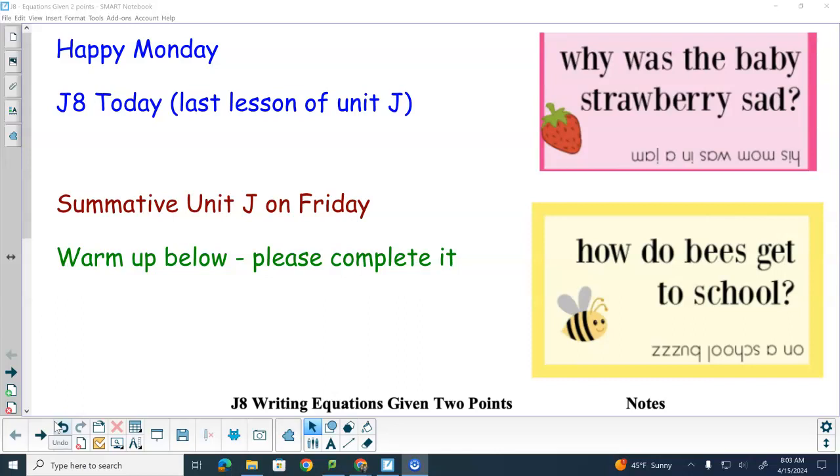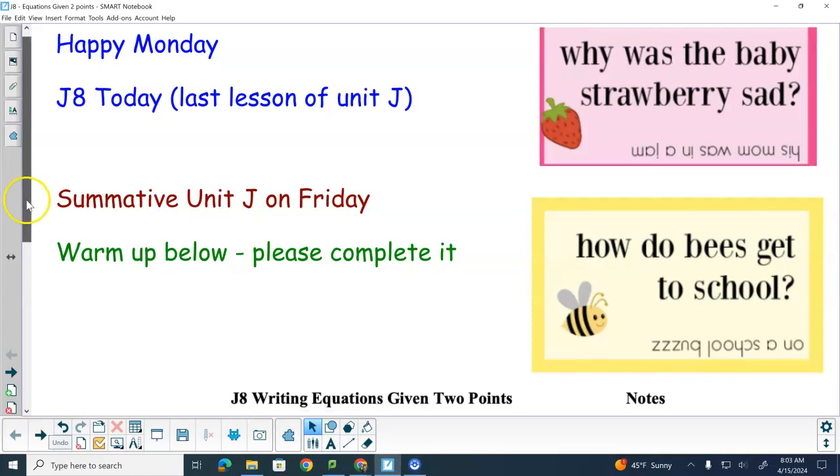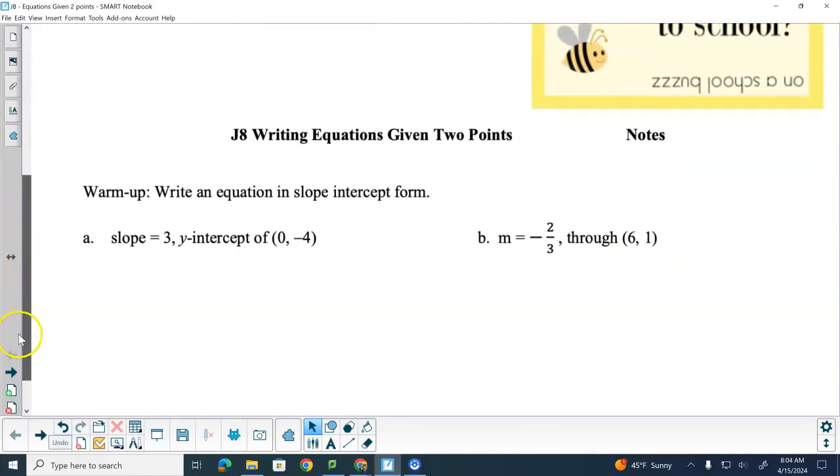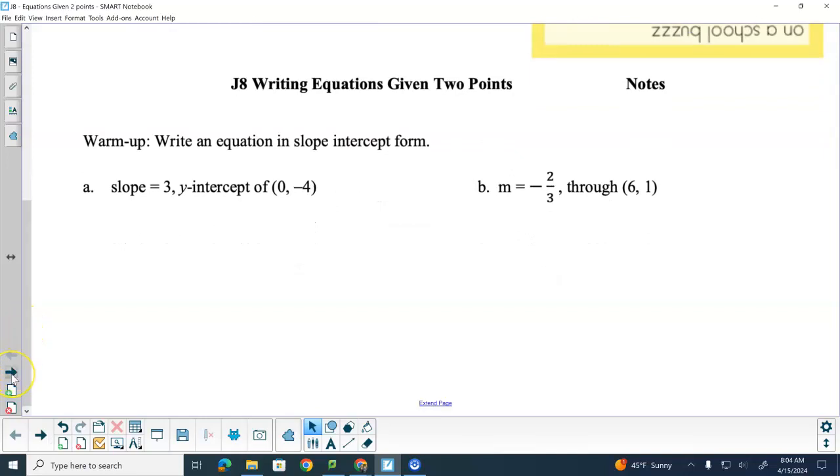And then Friday, we're going to take a test. So Friday is going to be our summative test. What I would like you to do to start is the 2 warm-ups that we have for J8. 2 warm-ups. Go.